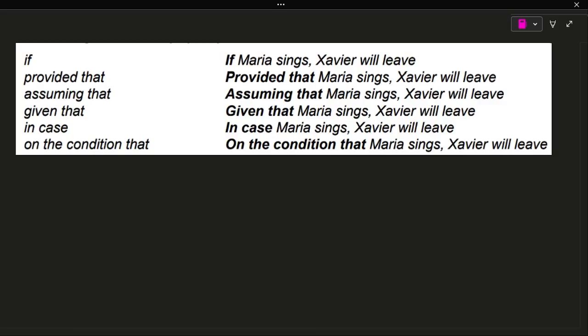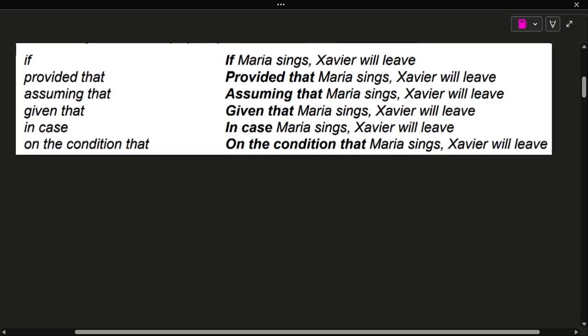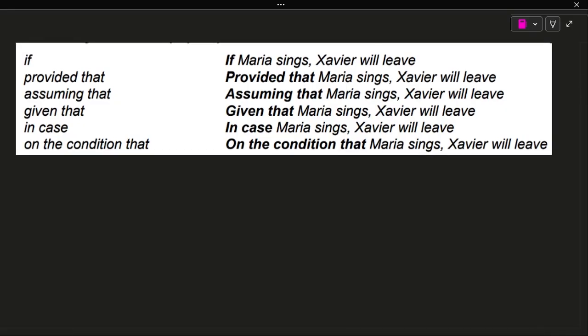On screen right now, there are the statements right here. Choose red for now. The statement says: if Maria sings, Xavier will leave. Let's make Maria into M and Xavier into X. If Maria sings, then Xavier will leave. The conditional is the point at which if something happens, then something will happen. In this case, if Maria sings, Xavier will leave.